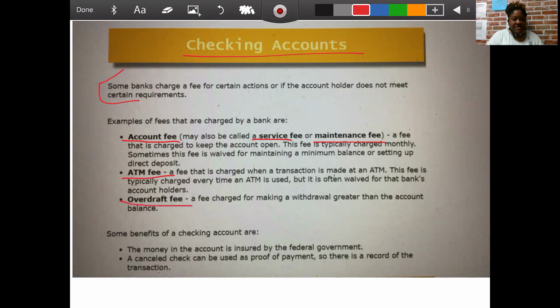Now, overdraft. So say you're out here, ching, ching, ching, spending. You're spending all this money, right? But you don't have it in your account.